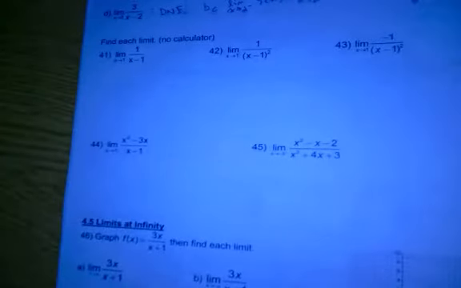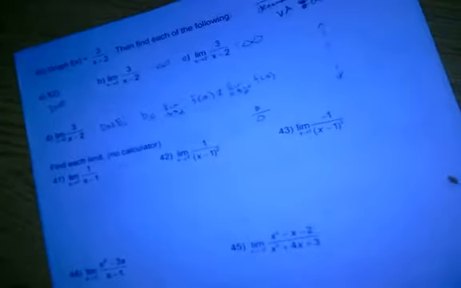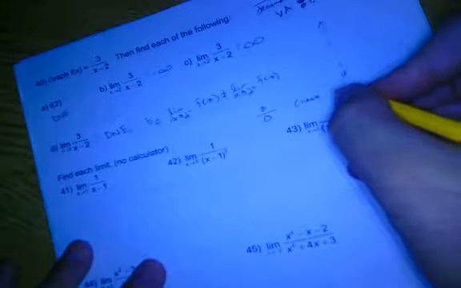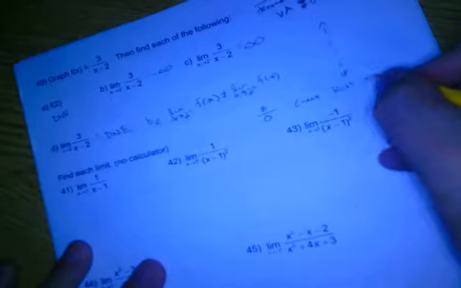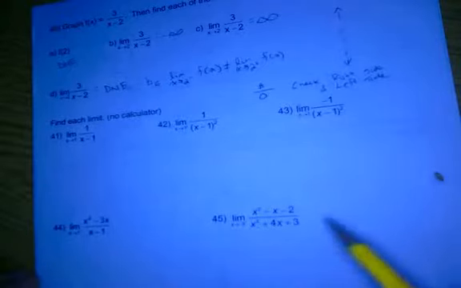Okay? So we're going to start doing these by hand. So I have a little technique. If you ever have a number over 0, you want to check the right side and left side. If they're both positive, it's positive infinity. If they're both negative, it's negative infinity. If they're one of each, does not exist. You'll see what I'm talking about when I get to this problem right here.